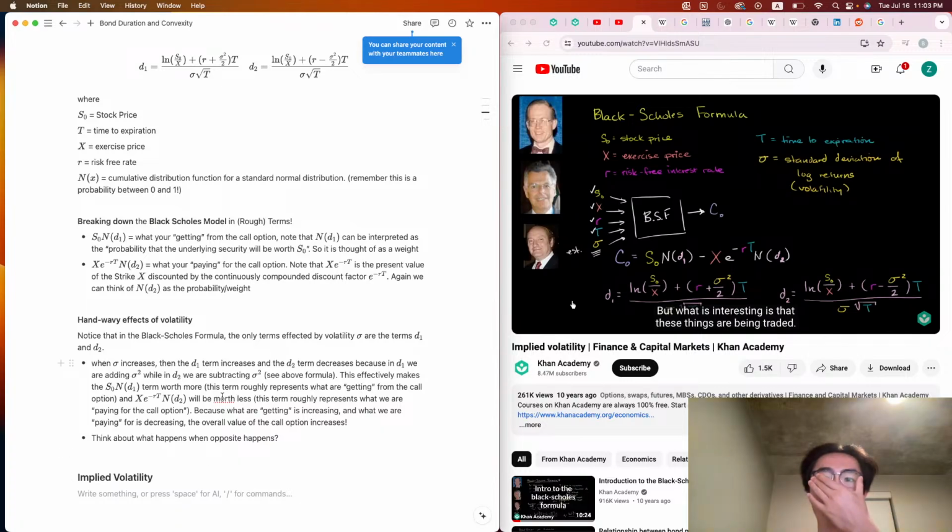But what is interesting is that these things are being traded. These call options are being traded all of the time. And so you could actually look up the price of this call option. You could look up a call option with this stock price, this exercise price. You know what these two things are. And you could say, hey, look, this traded for $3 just now. So you actually can figure out what this is. Which raises a very, very interesting question.